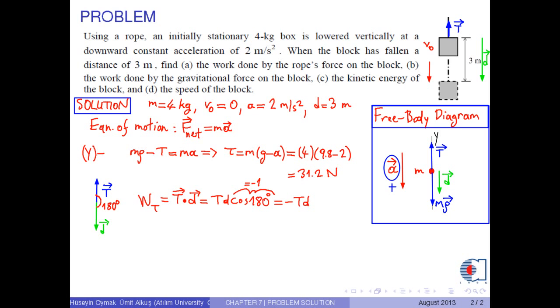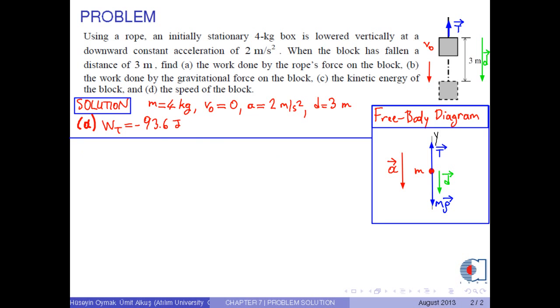The work done by the rope's force on the block becomes negative T times d, since the angle between the rope's force and the displacement d is 180 degrees. If we insert the corresponding numerical figures into this equation, we obtain negative 93.6 joules.